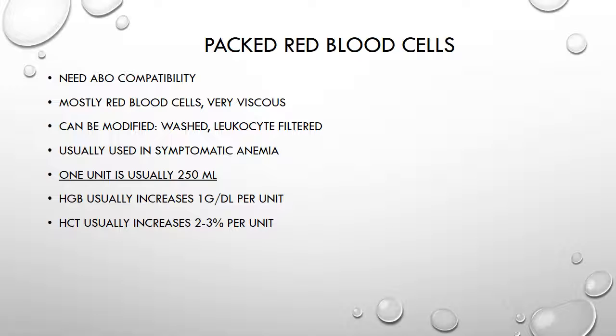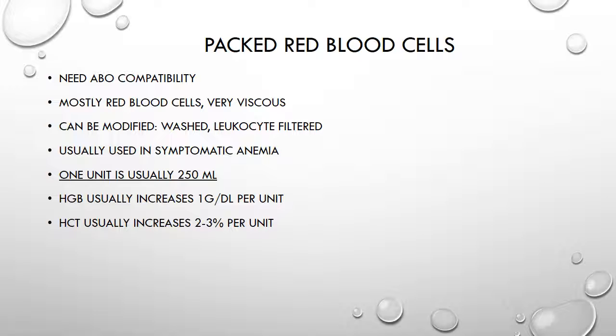Usually this is what we use in symptomatic anemia. So when you are transfusing in the hospital, majority of the time what you're administering to your patients is the packed red blood cells. When we're looking at a unit, we're usually looking somewhere around 250, 300 milliliters in a unit. So that's the volume of the unit.